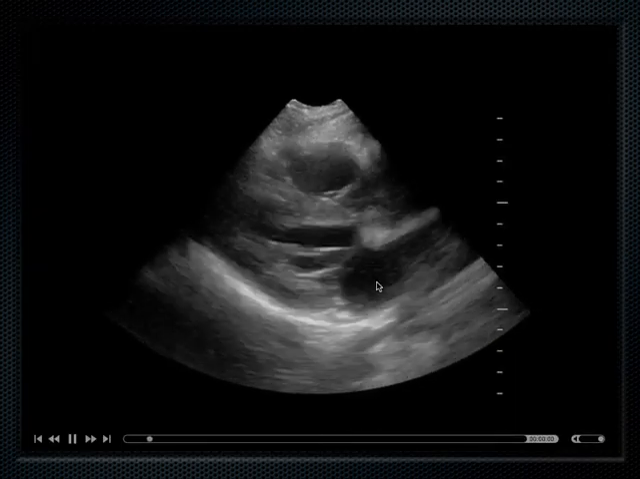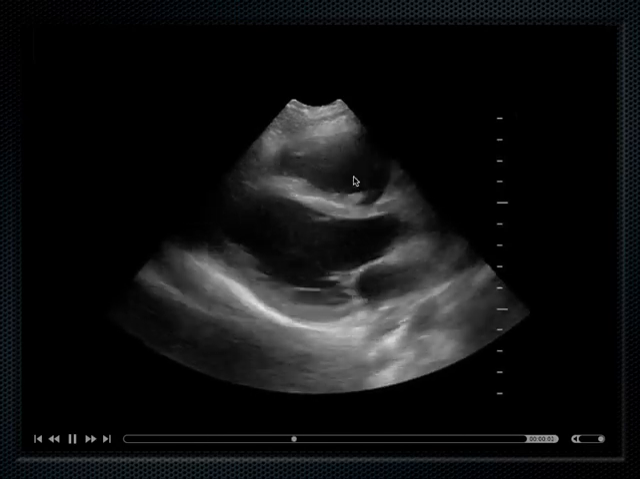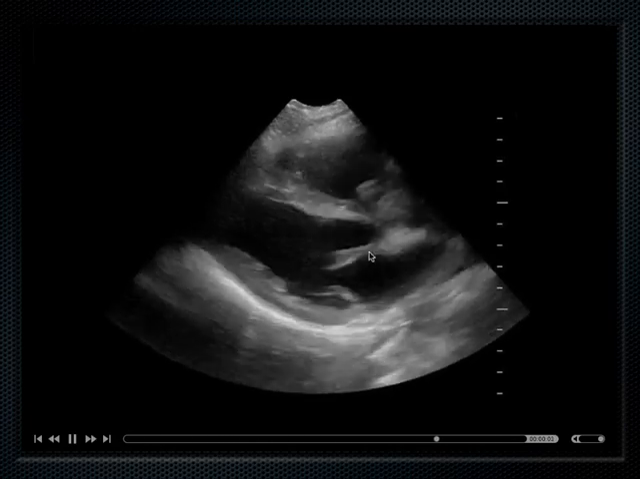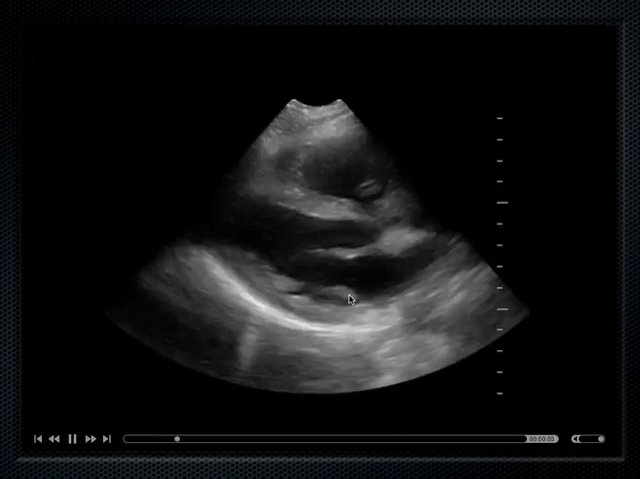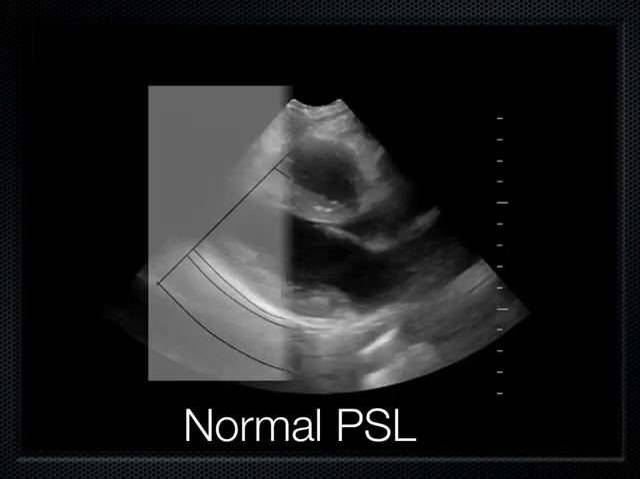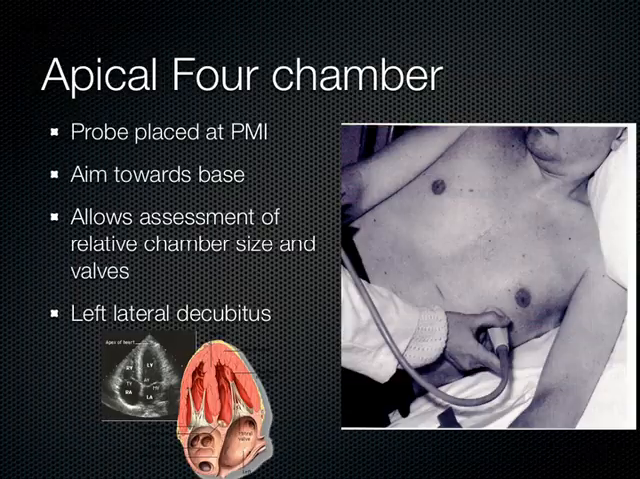And you get the parasternal long, you see left atrium, left ventricle, aortic outflow tract, right ventricle, and this is the interventricular septum. This is the posterior wall. This is the mitral valve here, the anterior leaflet, and the posterior leaflet's down here. And this is just a normal parasternal long axis of the heart, with a quick overlay there just to review some of the anatomy.